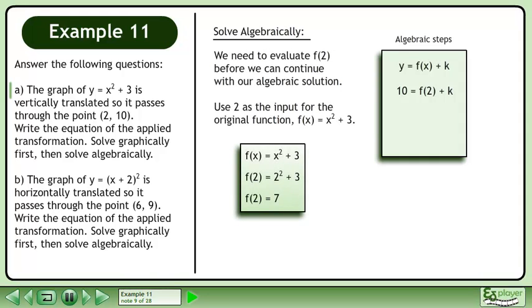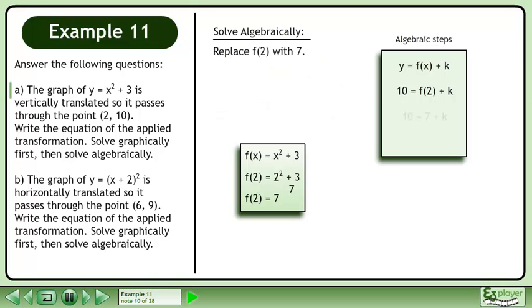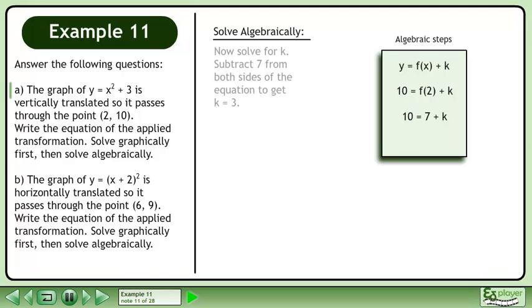We need to evaluate f at 2 before we can continue with our algebraic solution. Use 2 as the input for the original function, f of x equals x squared plus 3. This will return a value of 7. Replace f of 2 with 7. Now solve for k. Subtract 7 from both sides of the equation to get k equals 3.